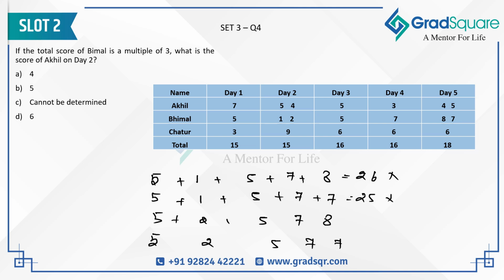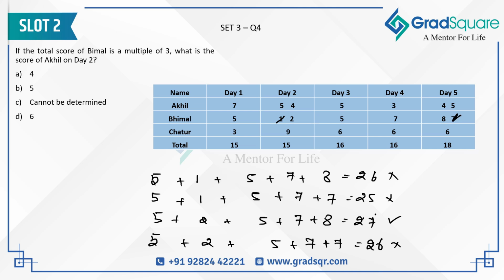And this is 7, 12, 19 and 27, which is a multiple of 3. We will also check for the fourth case. So this will be 7, 12, and this will be 26, which is not a multiple of 3. So the only possible score for Bimal will be the third case. So it should be 5 2 5 7 and 8.